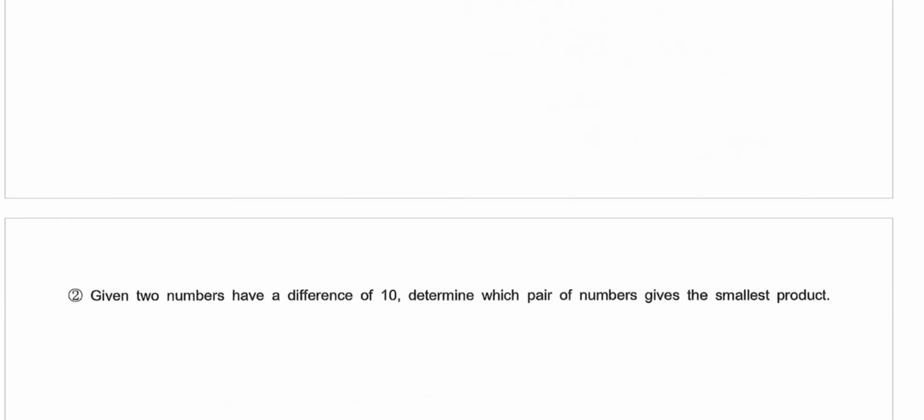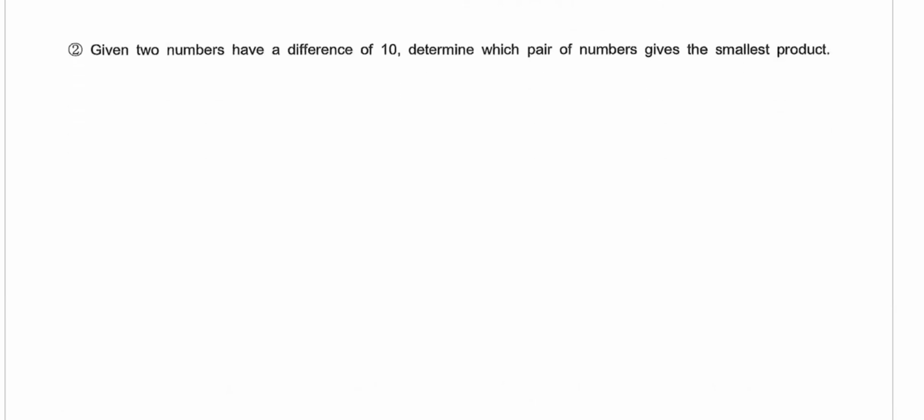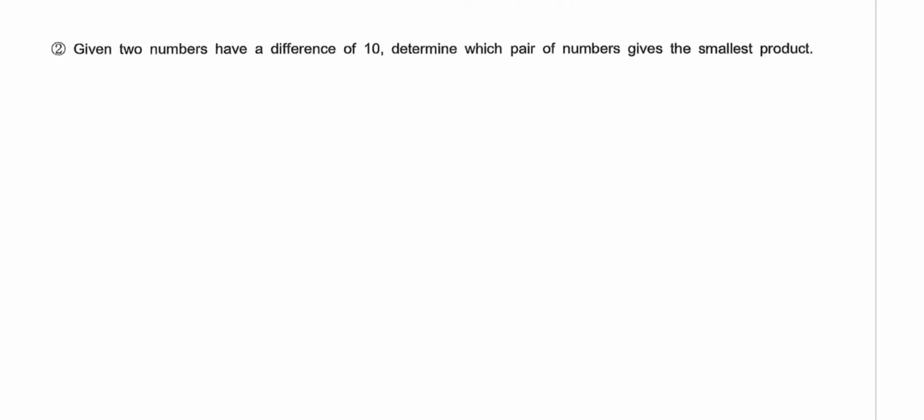Okay, let's move on to the second problem, the homework. For question number 2, given two numbers have a difference of 10, determine which pair of numbers gives the smallest product. Okay, so this question is slightly different because we don't have a diagram like the previous problem, but we would still follow the same steps for all these optimization problems.